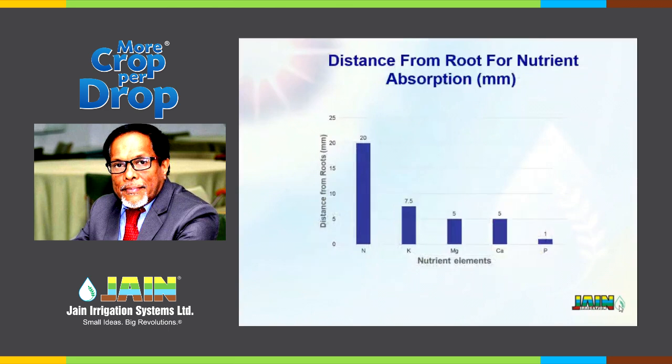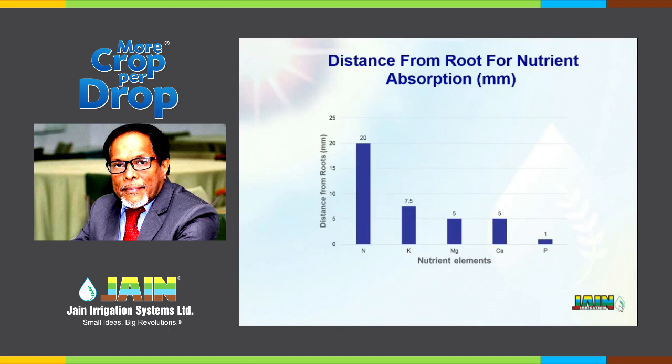Now, this is just to go a bit into the theory. For example, there is some root somewhere, and some fertilizer ions are located nearby. Nitrogen can be taken up by roots even if it is 20 millimeters away, because the mobility of nitrogen with water in the soil is normally higher. Potassium is less mobile; it should be within 7.5 millimeters. Beyond that, it's not going to be taken up by the root. Magnesium, being very heavy, 5 millimeters. And look at phosphorus. One of the laziest ions in the soil is phosphorus. It refuses to move.